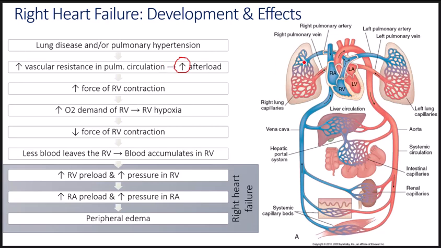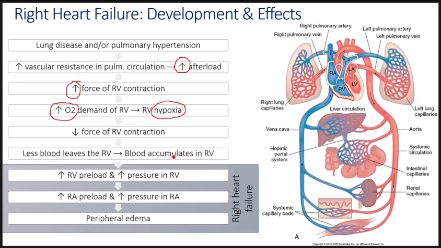So if there's this increase in afterload, the right ventricle is going to say, like, what the heck's going on here? How am I going to get blood where it needs to go? Well, I'm going to contract harder. So the right ventricle is now going to contract harder than is considered normal. The problem with that is because it's working harder, its oxygen demand is going to go up, but it's not necessarily going to be getting more oxygen. And so it starts to experience hypoxia.